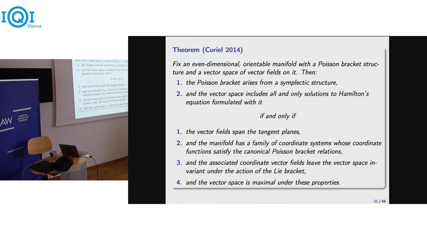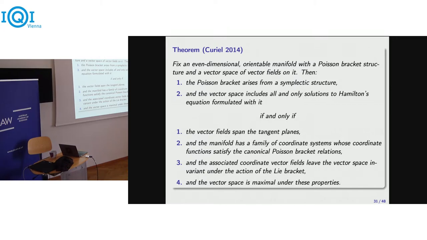So the closest theorem that I could come up with that captures something like the flavor of the reconstruction theorem for Lagrangian mechanics is the following. Fix an even-dimensional orientable manifold with a Poisson bracket structure and a vector space of vector fields on it. Then the Poisson bracket arises from a symplectic structure, and the vector space includes all and only solutions to Hamilton's equation formulated with it, if and only if the vector fields span the tangent planes, i.e.